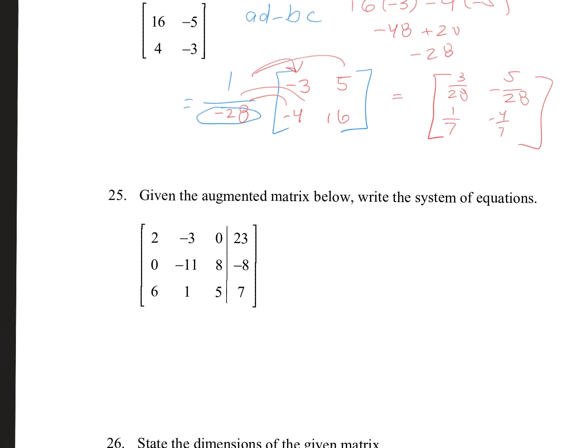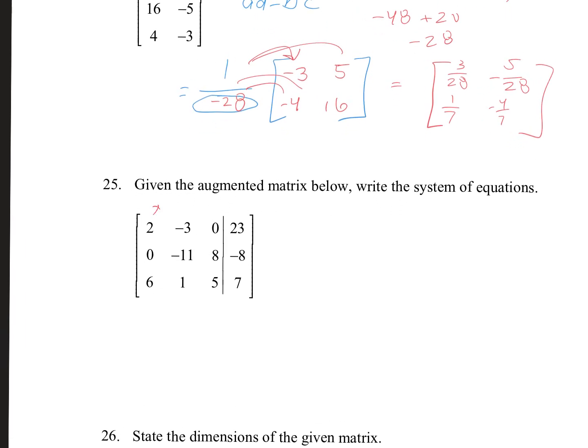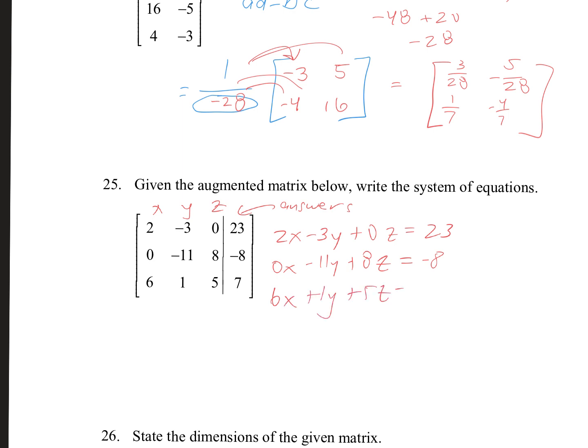We did an augmented matrix one yesterday. Remember, this is your X, this is your Y, this is your Z. And what is this after that bar? It's the answer. So if there's a 0, you can either leave it blank or you can write 0. But this would just be 2X minus 3Y plus 0Z equals 23. 0X minus 11Y plus 8Z equals negative 8. And then 6X plus 1Y plus 5Z equals 7.